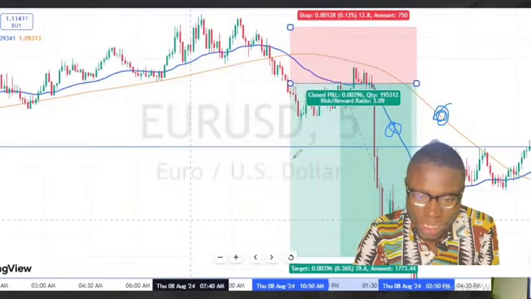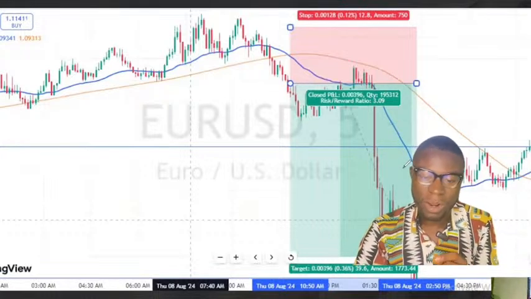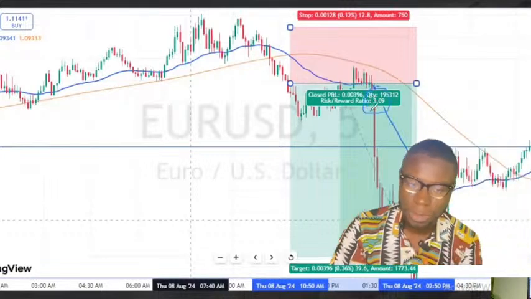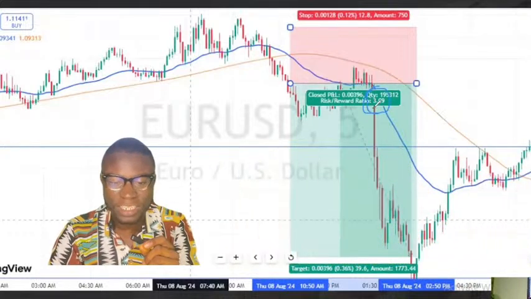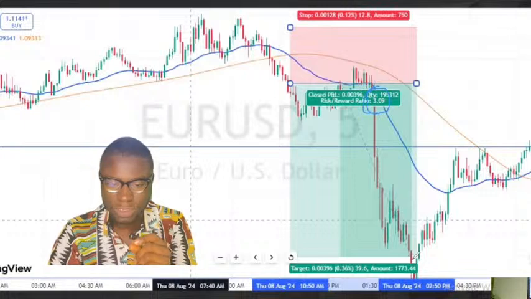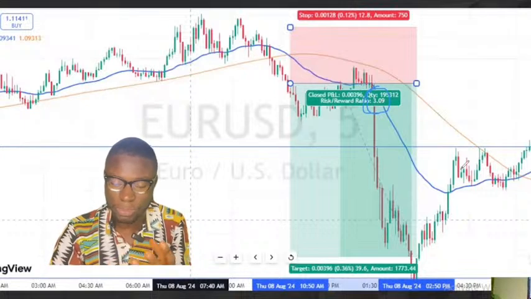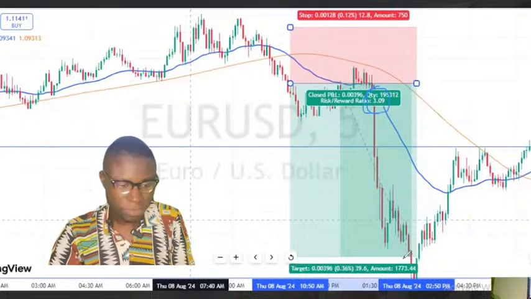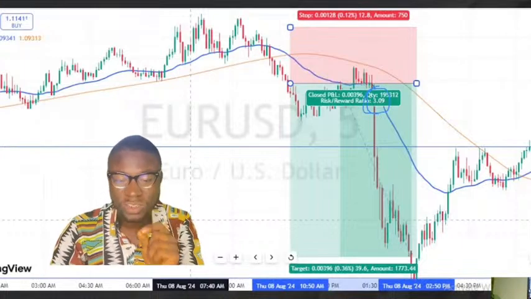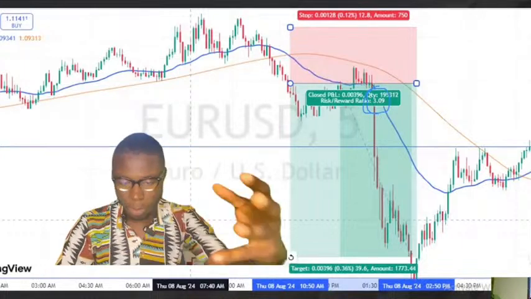I told you must target a minimum of 1:2, but you can target more, like 1:3. Price takes profit, or it is very easy to hit the moving average and I'm already out. So very simple.